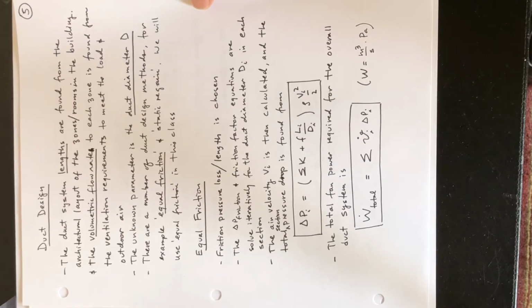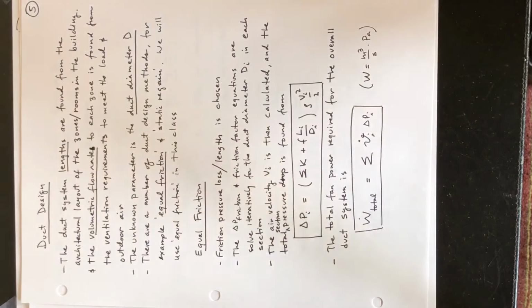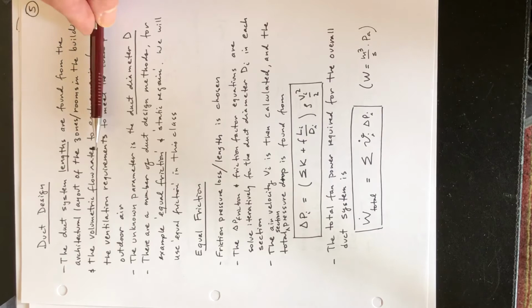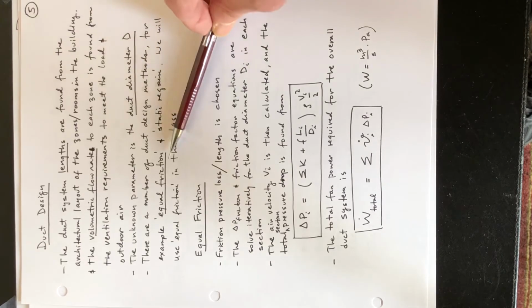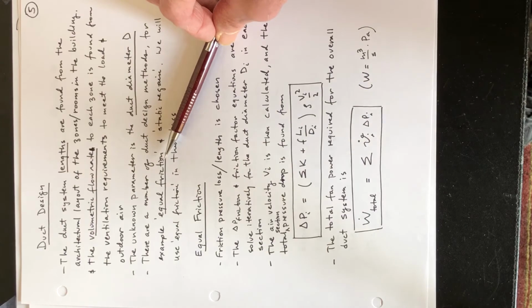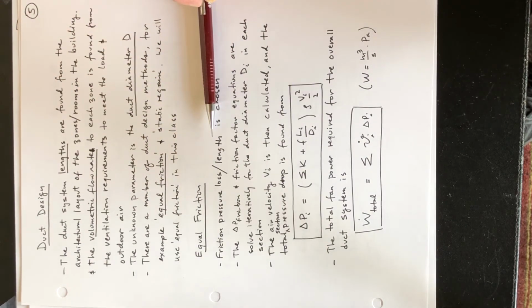So for the duct design, we know the duct lengths because that's a function of the architectural layout. You just measure those. The volumetric flow rate, Q, we know from the use patterns of the room, but we don't know the duct diameter. So there's a number of design methods. The two most popular ones are equal friction and static regain. I like to use equal friction. And all that just says is the friction pressure loss per unit length is fixed.